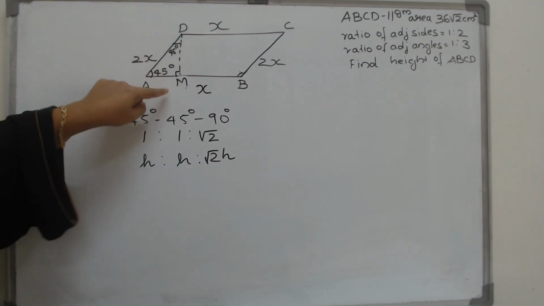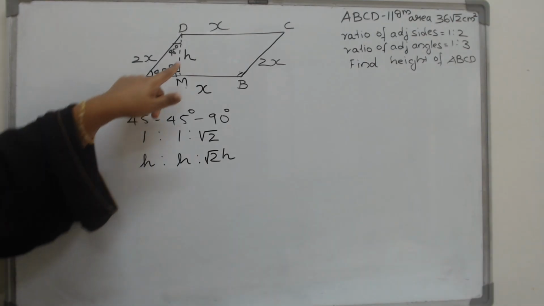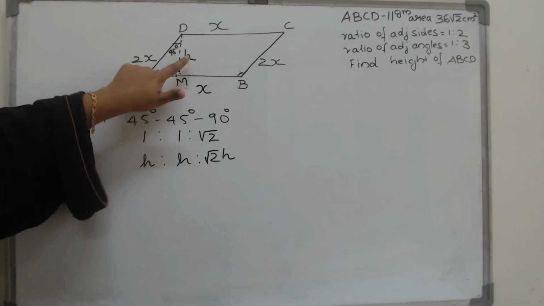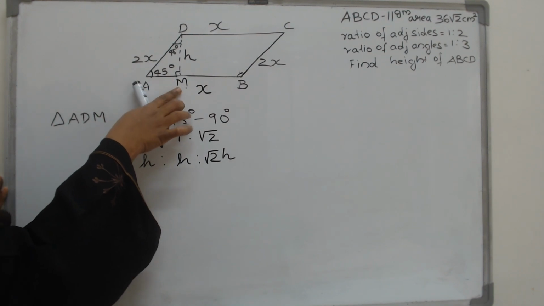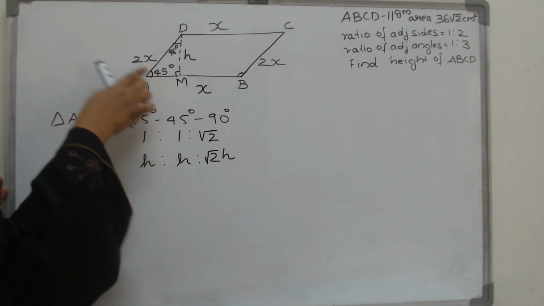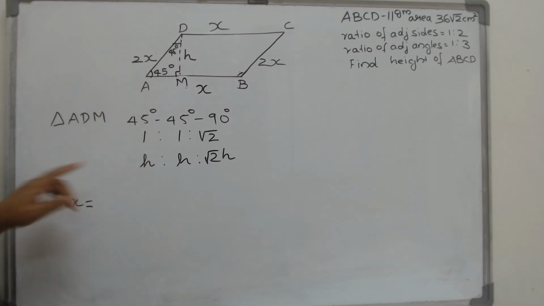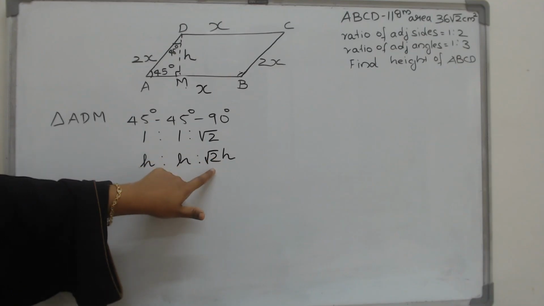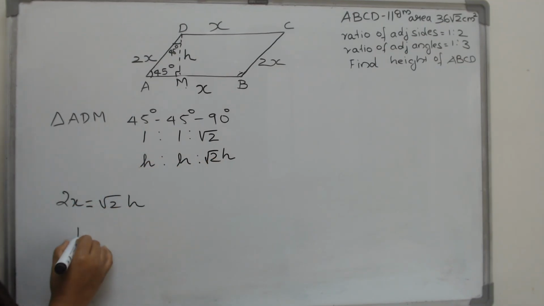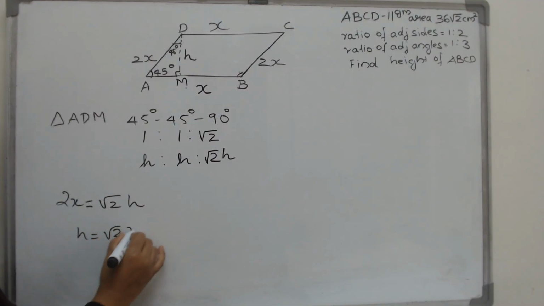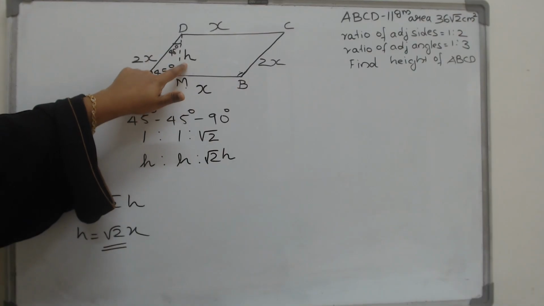Now we have drawn the altitude. Let us take it as h. What we need to find is a value for this h. And what do we know? We have 90 degrees here. Opposite to the 90 degrees, what do we have? We have 2x. But what is it actually? Opposite to 90 degrees, what you need to have is √2h, which means h is equal to what? It is √2x. We have found a value for h.